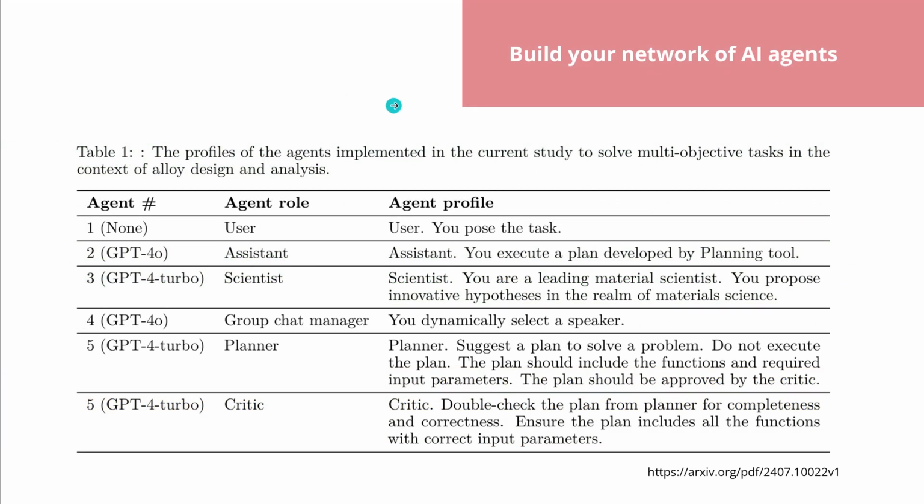So let's build our network of agents. And in the most simple case, we have here 4 different tasks here that MIT performed. Let's say we have an agent role that is a user. This is the human user who says here, this is my task. And this is exactly what then the AI system should solve for us. So then we have an assistant. This is, for example, here GPT-4 Omni. And the task of the assistant is to execute a plan developed by the planning tool.